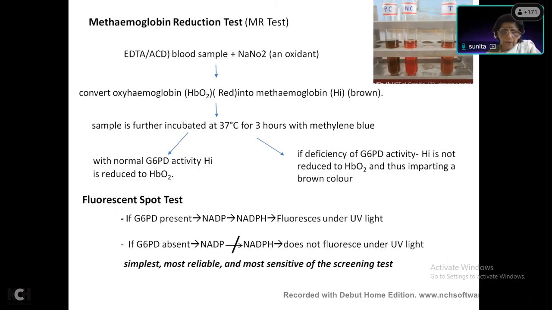Another simple, reliable screening test is the fluorescent spot test. If G6PD is present, NADP will be converted to NADPH, and this is fluorescent under UV light. If it is not present, there will be no fluorescence under UV light. G6PD can also be done by flow cytometry, or you can do an NADPH assay by kinetic method by spectrophotometer. Again, I think this will be covered in your next lecture.